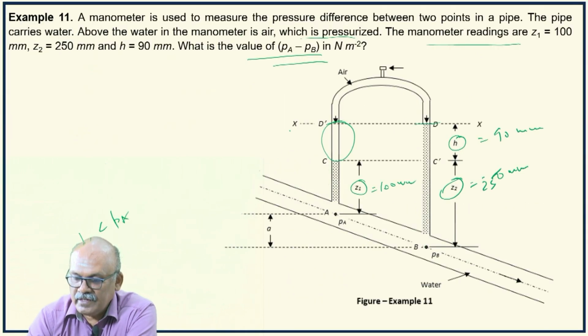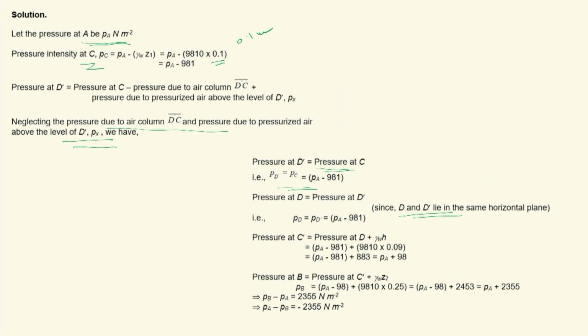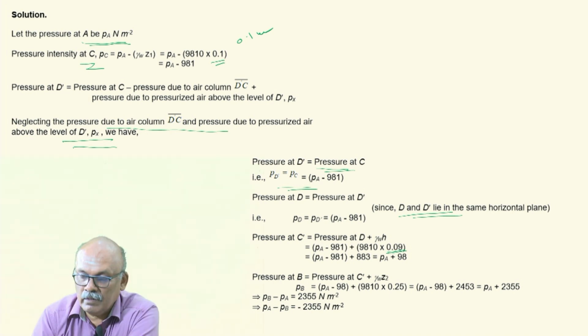Then you come to C dash. Where is C dash? C dash is in line with C. C is the level of liquid in the left limb connected to A. So C dash, what is C dash? Pressure at D plus H, because when you are going down the pressure increases. So pressure at C dash will be greater than pressure at D, by H meters of water column. So pressure at C dash is equal to pressure at D plus gamma W into H. H is given as 90 millimeters, that is 0.09 meter. So you get this much.